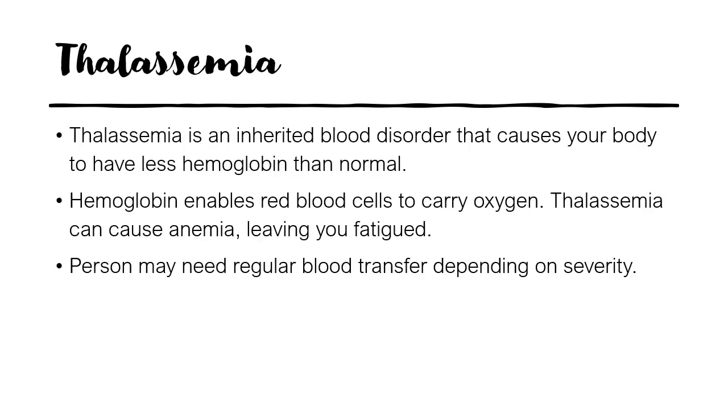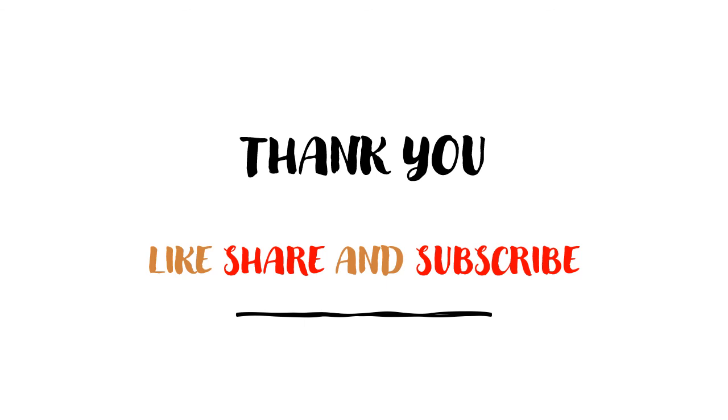Then we have thalassemia. Thalassemia is another inherited blood disorder that causes your body to have less hemoglobin than normal. Hemoglobin enables red blood cells to carry oxygen, but in case of thalassemia even anemia is observed, and it leaves you fatigued. Persons may need regular blood transfusion depending on the severity of this disease. So this was all about blood group, then blood transfusion, blood bank, and blood disorders.